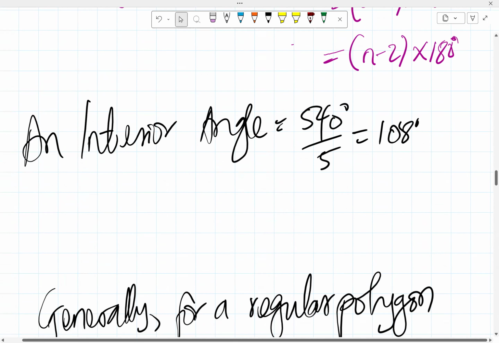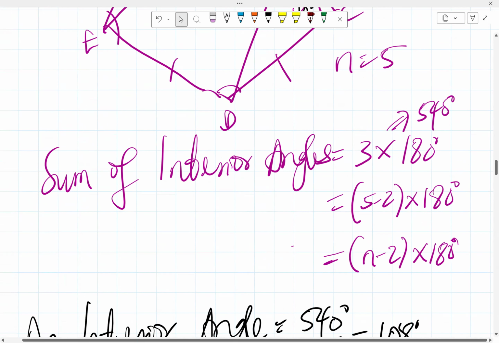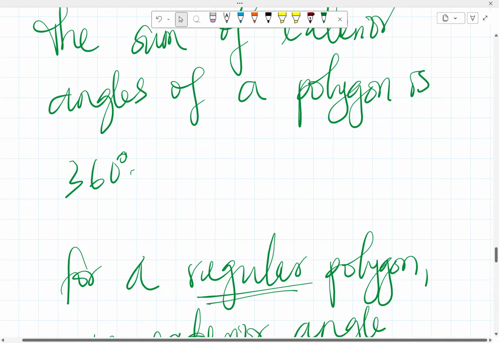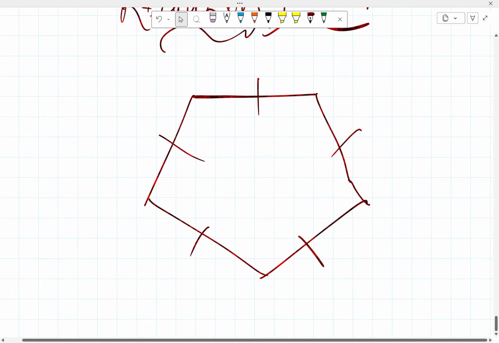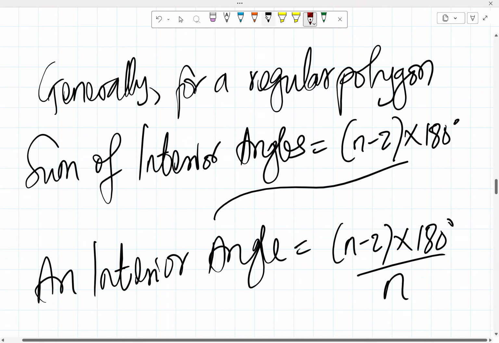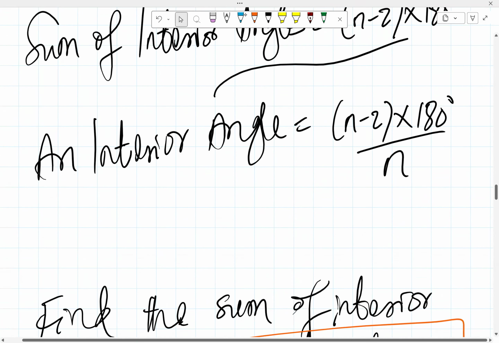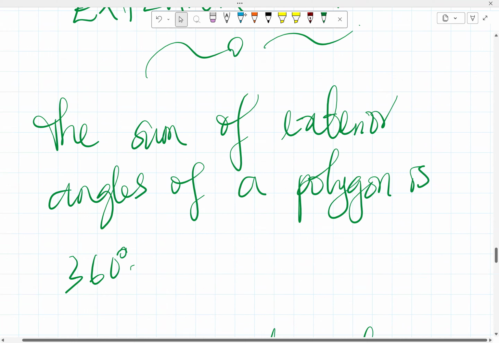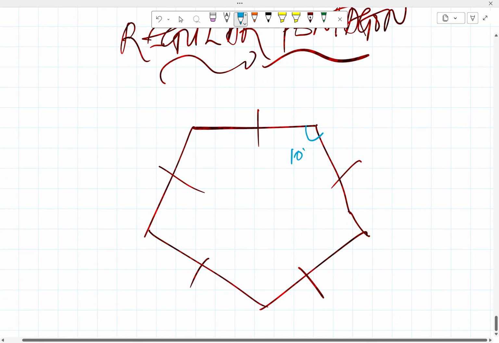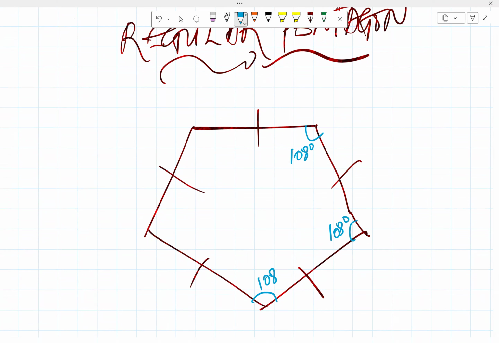For a regular pentagon, each interior angle is 108 degrees. Okay, let me come for this. So each interior angle is 108 degrees. So that means we have 108 degrees, 108 degrees, 108 degrees, 108 degrees, and 108 degrees, right?